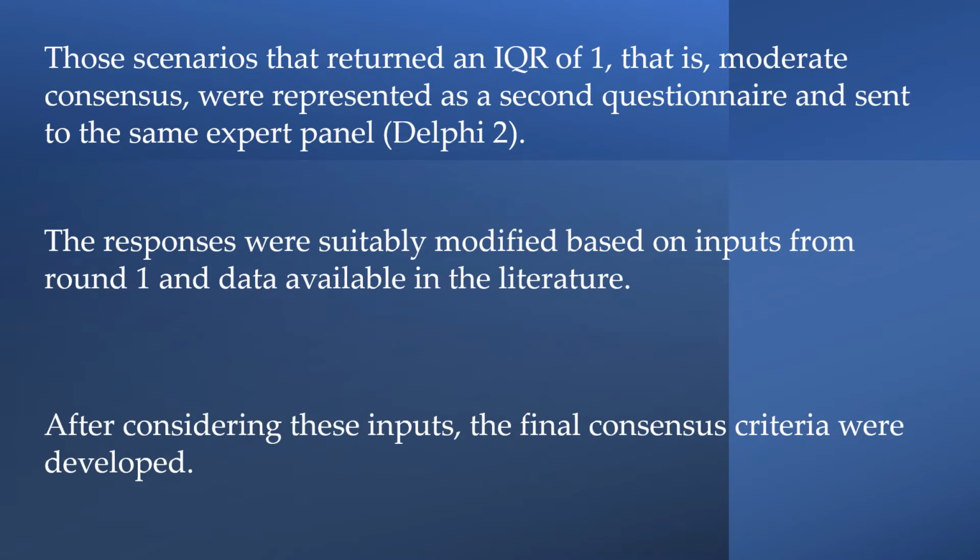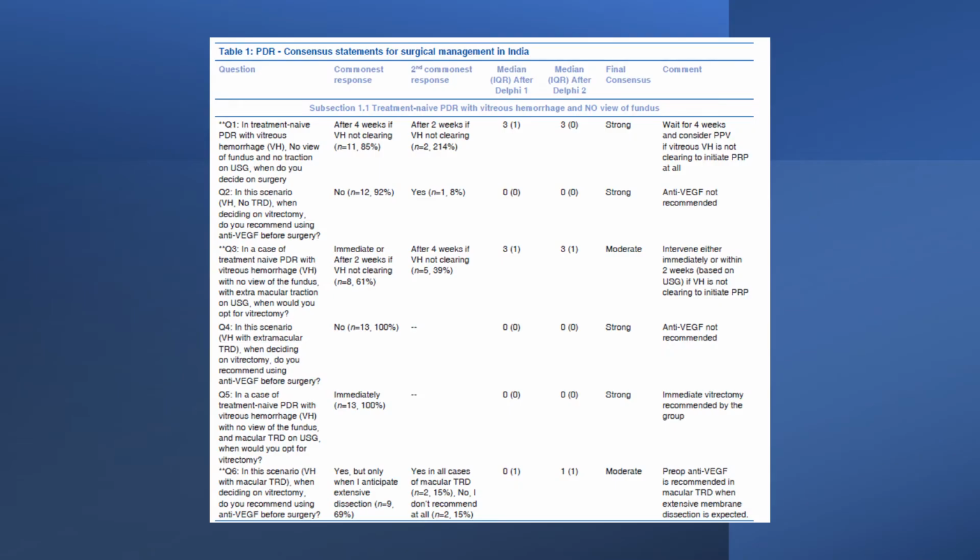So, as we said, those scenarios that returned a moderate consensus were presented as a second questionnaire and sent to the same expert panel. This procedure was called Delphi 2. In the following slides, you can see a table representing all of the 42 questions that were sent to the experts and the results.